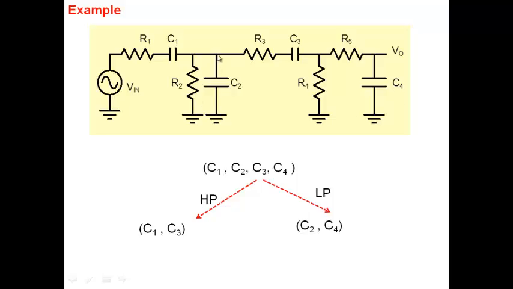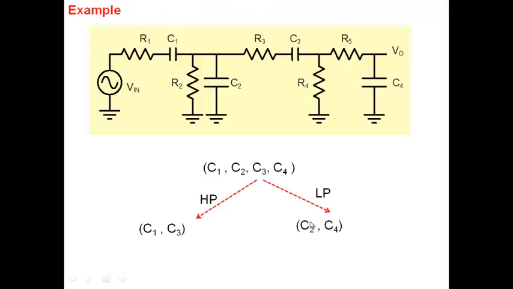At high frequencies, what will C2 do? At high frequencies, C2 will act as a short, so this point will become ground, and the signal will again no longer appear here. Similarly, at high frequency, C4 will act as a short, the signal will no longer appear here. So all of them are causing a low pass behavior here. Low pass, which means at high frequencies, the output is very small. So I can take these C1, C2, C3, C4 and classify them into these two parts here.